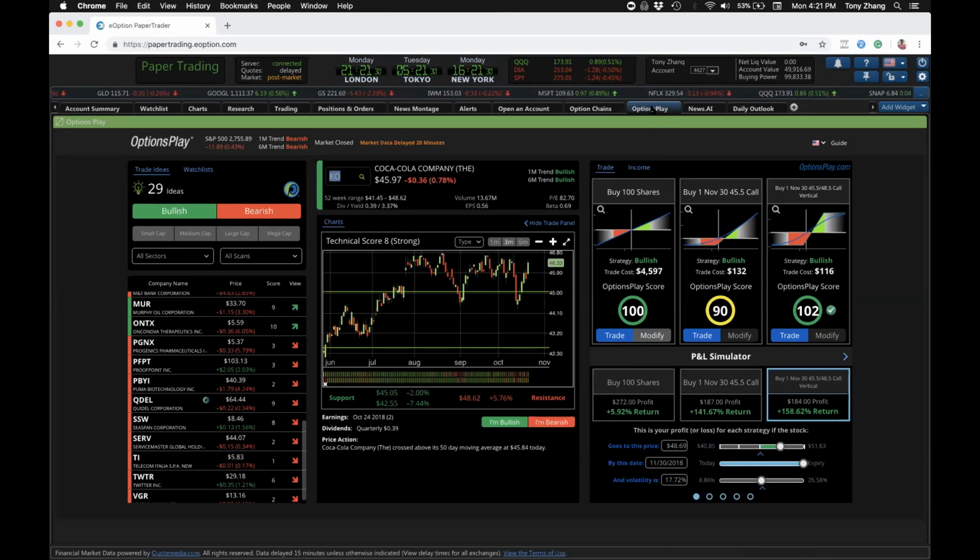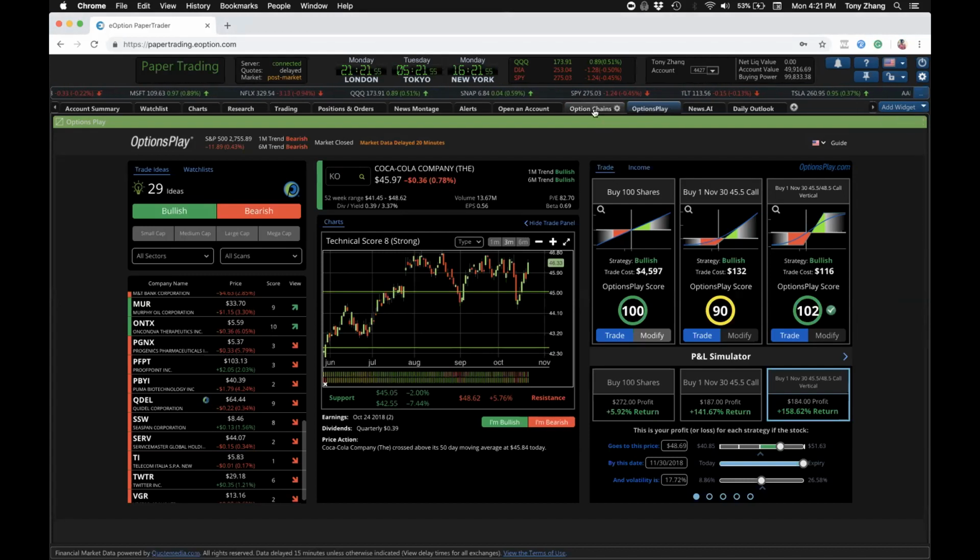You see an OptionsPlay tab here in the upper right-hand corner. You can use that to launch the OptionsPlay tool, or you can always click on Add Widget and select OptionsPlay in order to add OptionsPlay to your platform. So the platform itself is divided into 3 sections. You have trade ideas and watch lists here on the left. In the middle, we have our security analysis panel, and on the right, we have trading and income.